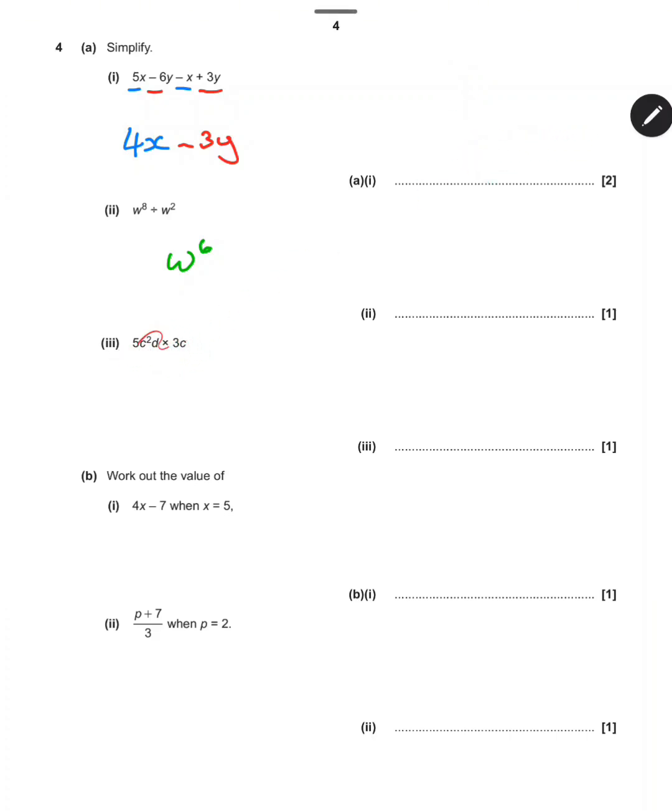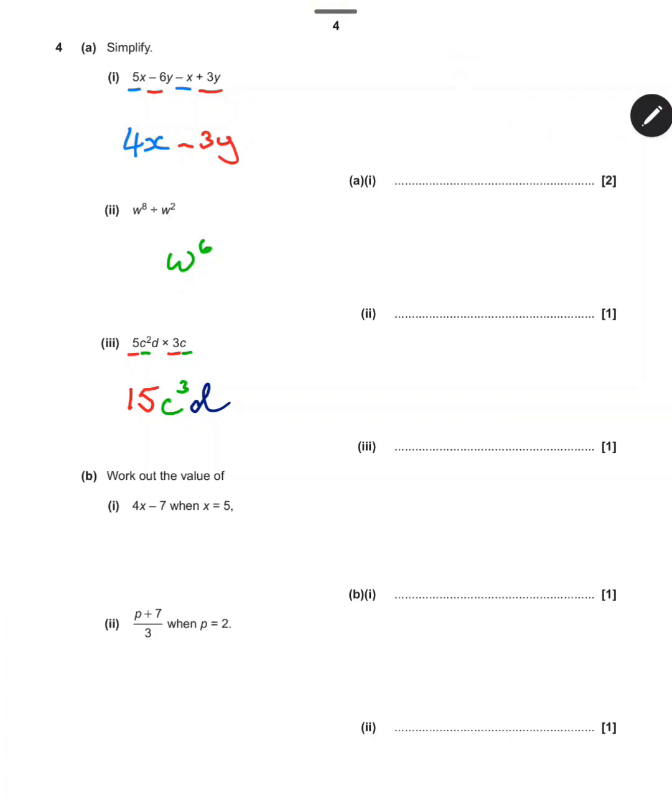Part 3, again, laws of indices, we're going to do 5 multiplied by 3, which is 15. We've got c squared times c, which is c cubed, and then there's just d tagging along on the end.